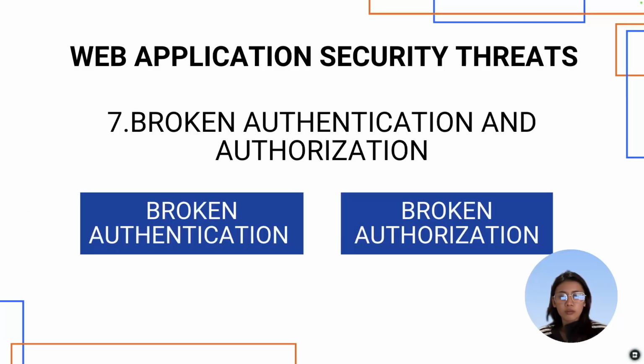And then for the broken authorization, this one, on the other hand, is the failure in enforcing user permissions. So it allows unauthorized actions and access to restricted functionality or data. But prevention for the broken authorization can be enforcing strict access control and conducting regular authorization reviews.